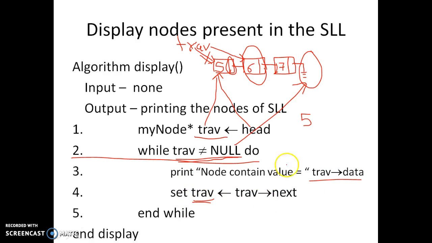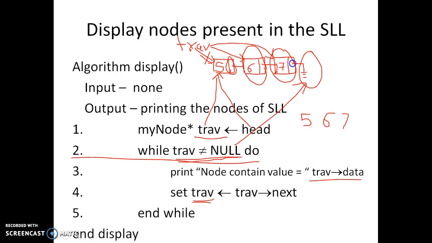Again, trav is equal to trav arrow next. So trav arrow next is now this. So trav is now pointing towards the third node of the linked list. Then it will print trav arrow data. So after 5, 6, and then it will print 7, and trav is equal to trav arrow next.